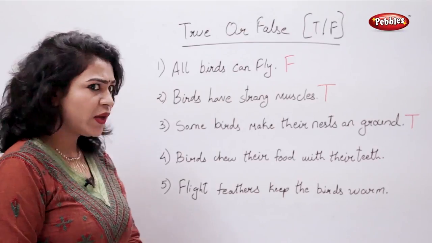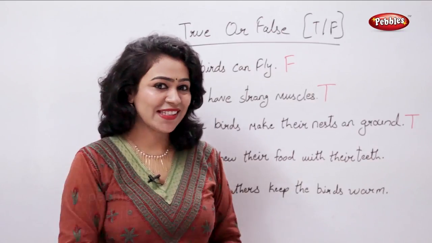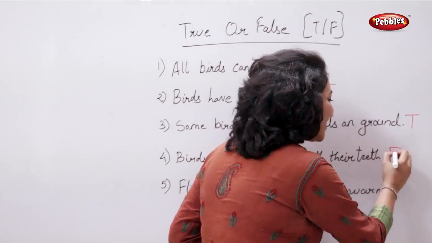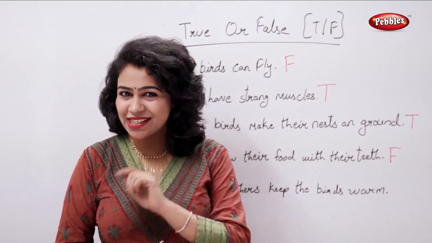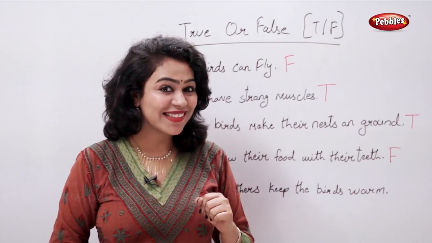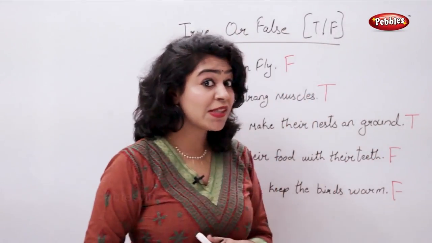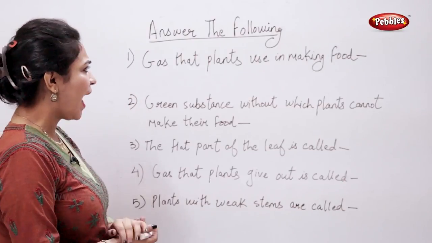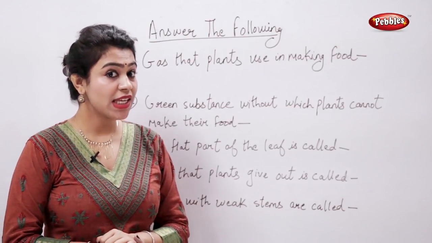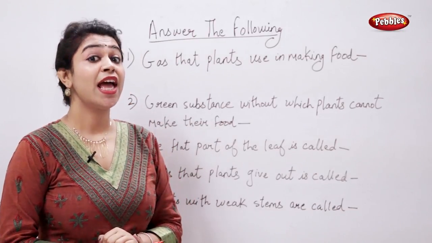Birds chew their food with their teeth. Is it a true or a false? False. Birds do not have teeth. Flight feathers keep the birds warm. Is it a true or a false? False. And the correct sentence is, down feathers keep the bird warm. Answer the following. Gas that plants use in making food is? Come on, tell me. Yes, that's carbon dioxide.